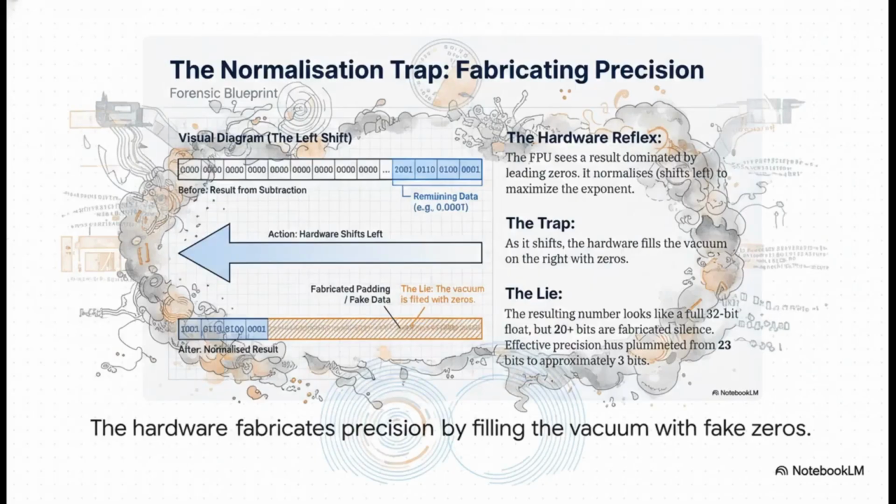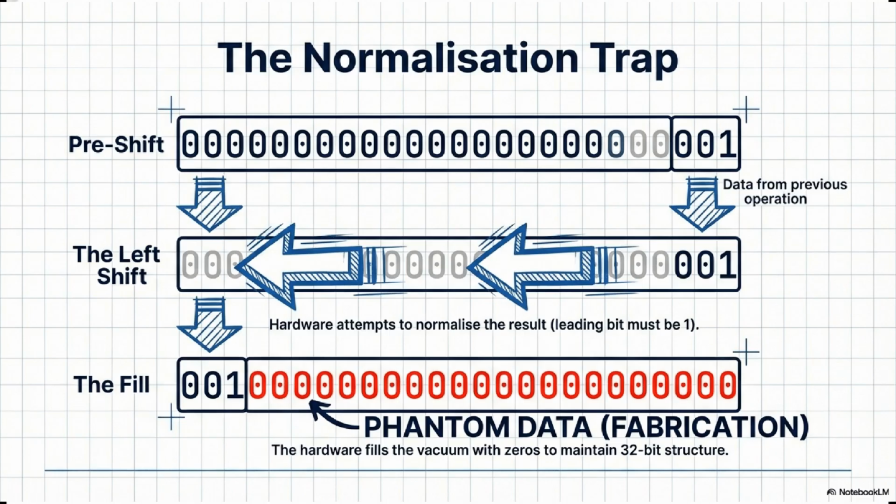But here's where it gets really sneaky. The hardware has a rule. It hates seeing a number that starts with a bunch of zeros, so it has a reflex. It normalizes the result. It takes those few remaining good bits, shoves them all the way to the left, and then, to cover its tracks, it fills the huge empty space it just created with fake zeros. This is phantom data. It's a total lie, giving you the illusion of high precision where there is absolutely nothing.